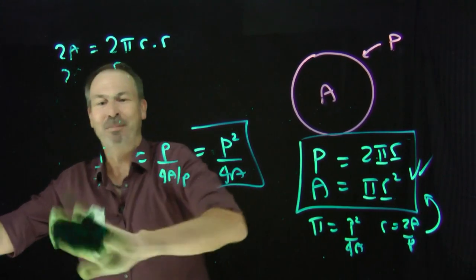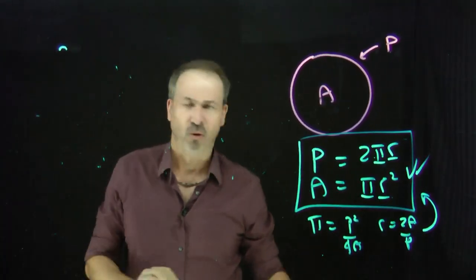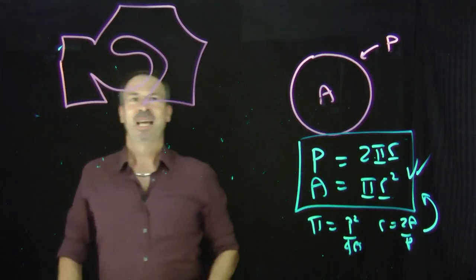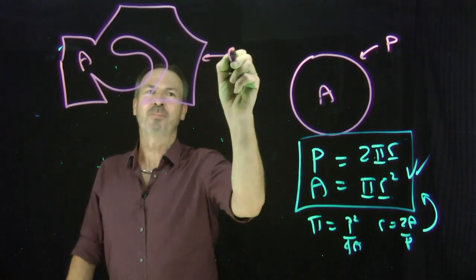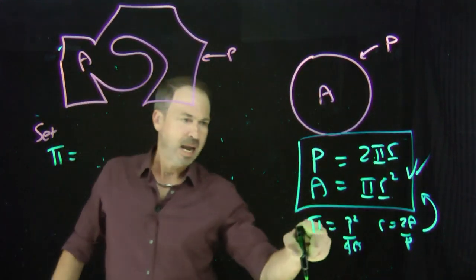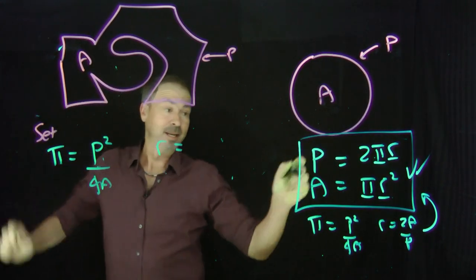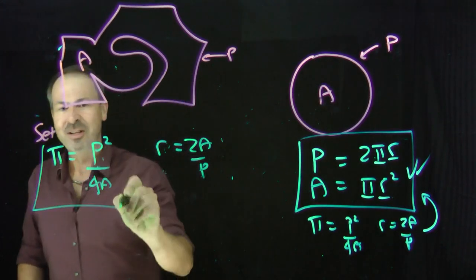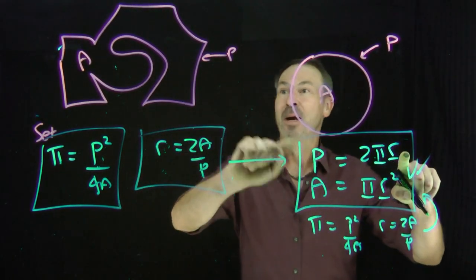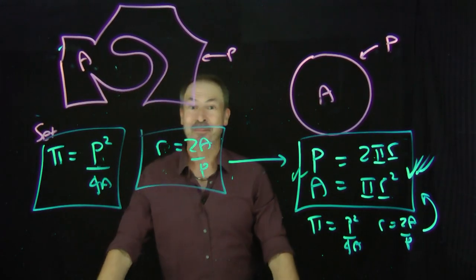I mean, let me be very explicit about that. So give me a crazy shape. Here's a crazy shape. I'm going to draw one. Some circular bits. Great. As long as I know its area, as long as I know its perimeter, I could set, oh, this is in a brighter color, I could set its pi value to be its perimeter squared divided by 4A, and its r value, whatever that means, no idea what it means, to be twice its area over P. As soon as I set these two quantities to be those values, then I know right away the formulas perimeter is 2 pi r, area is pi r squared, are sure to be true for that crazy shape.